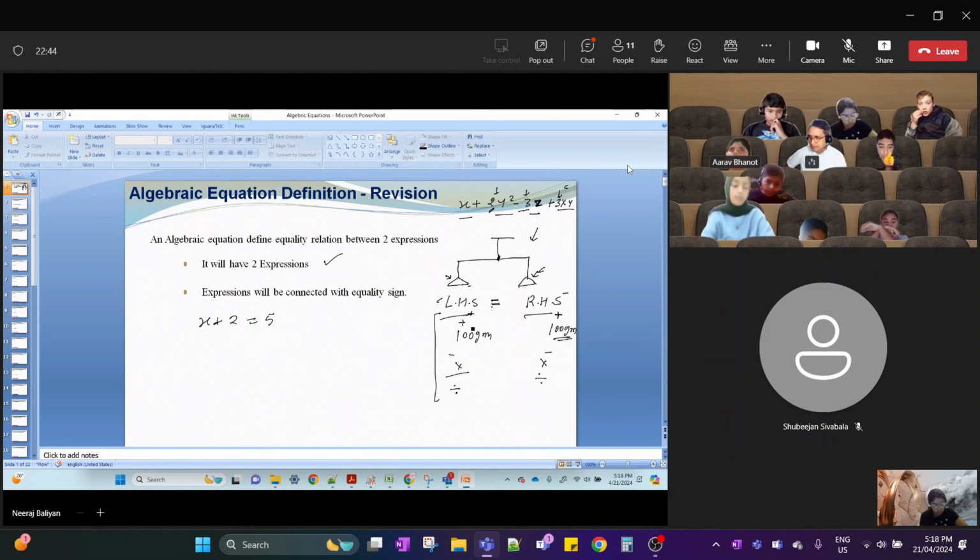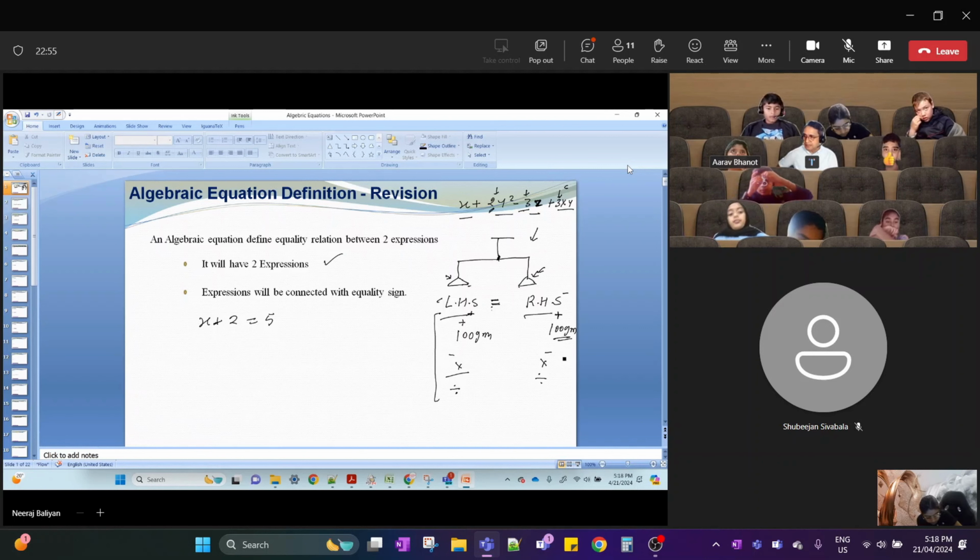If we add any number, any variable, anything on the left hand side, we have to add the same thing on the right hand side. If we subtract anything from the left hand side, we will subtract the same thing on the right hand side. Same thing in case of multiplication and division. Yeah, I already understood that. Super.